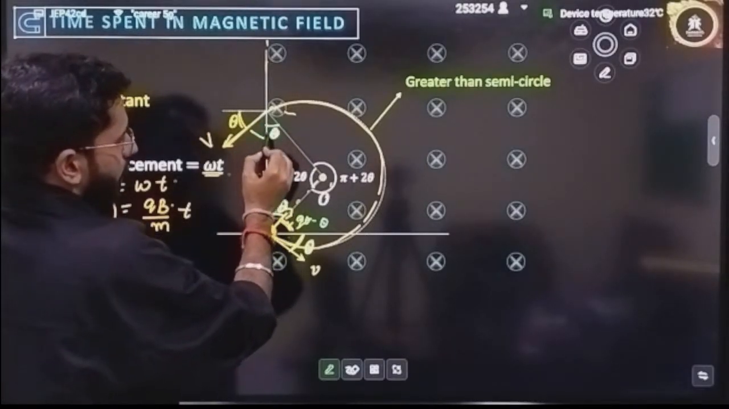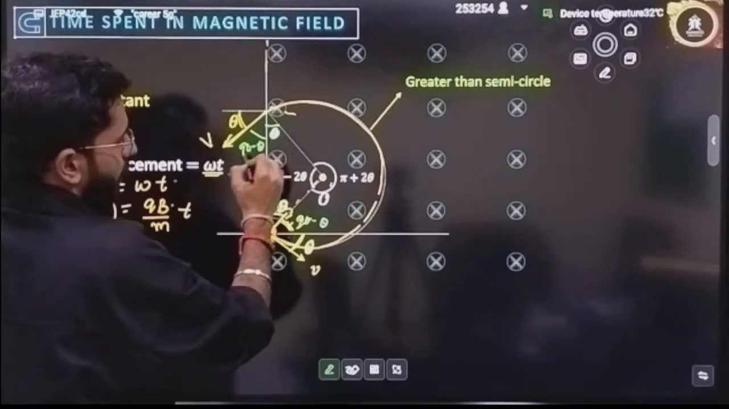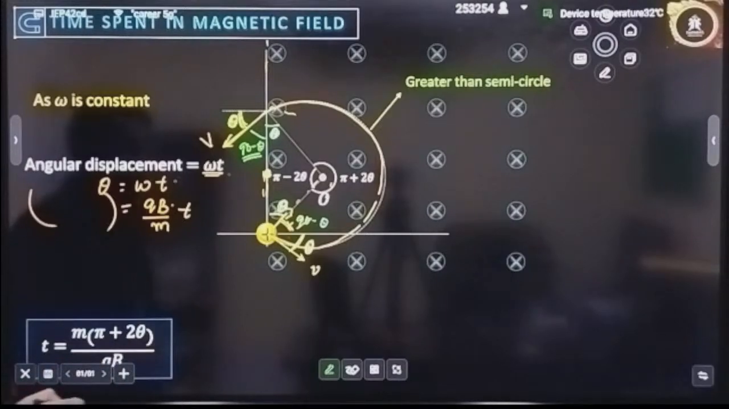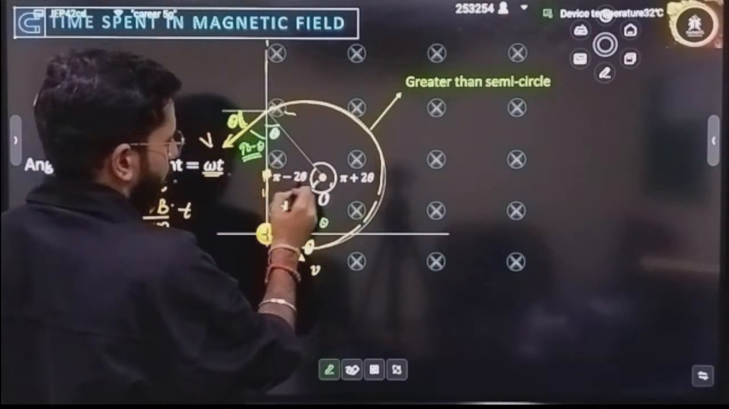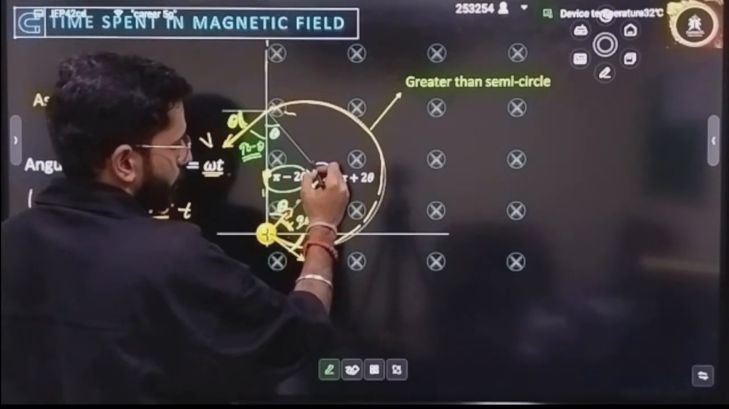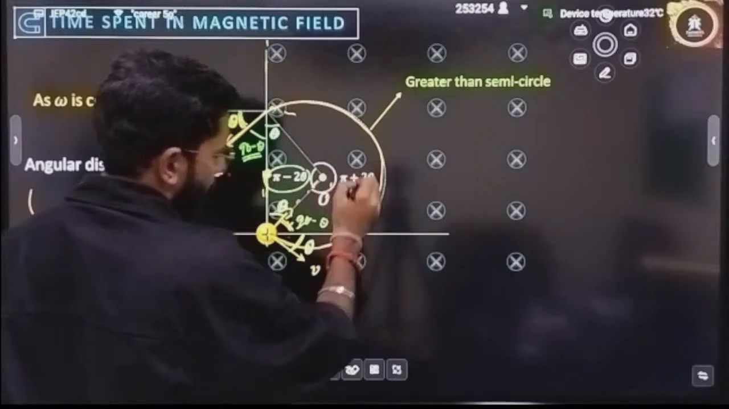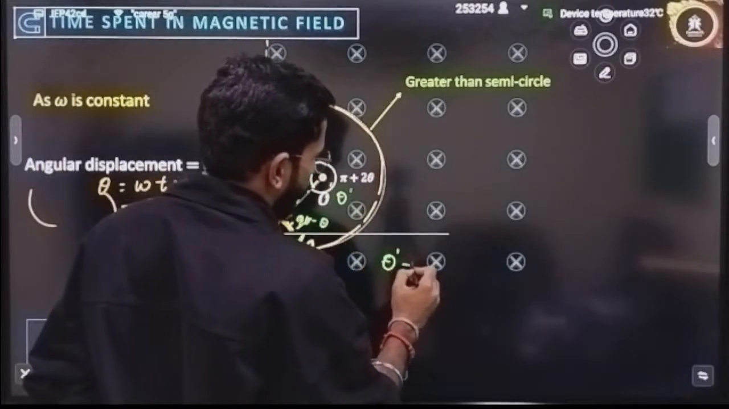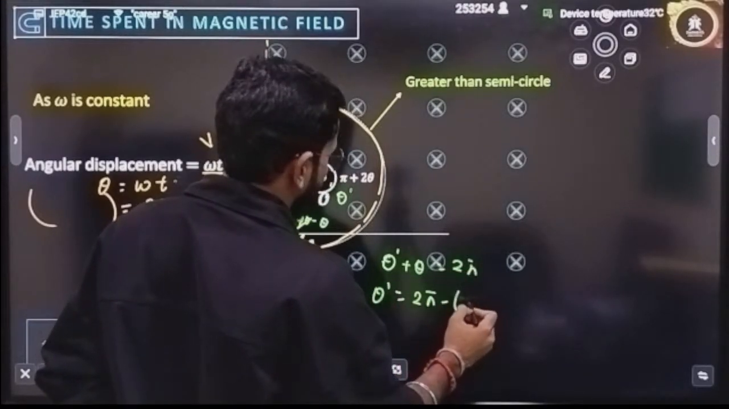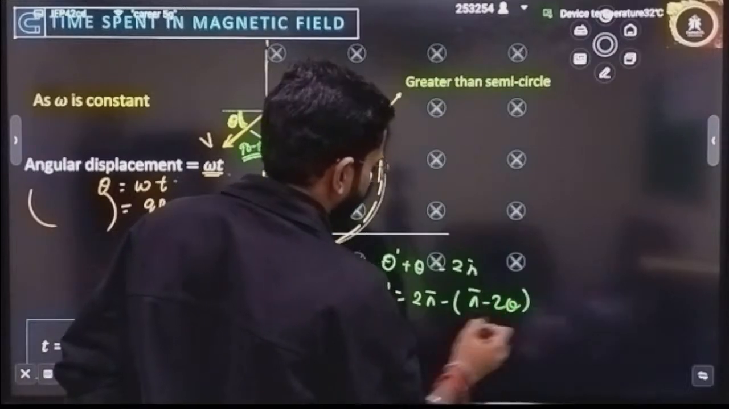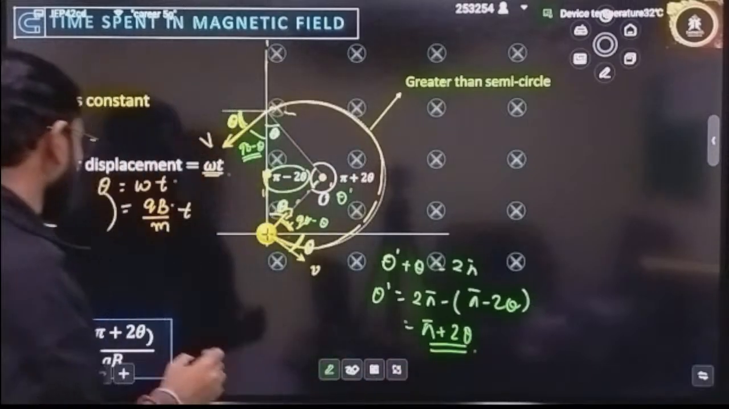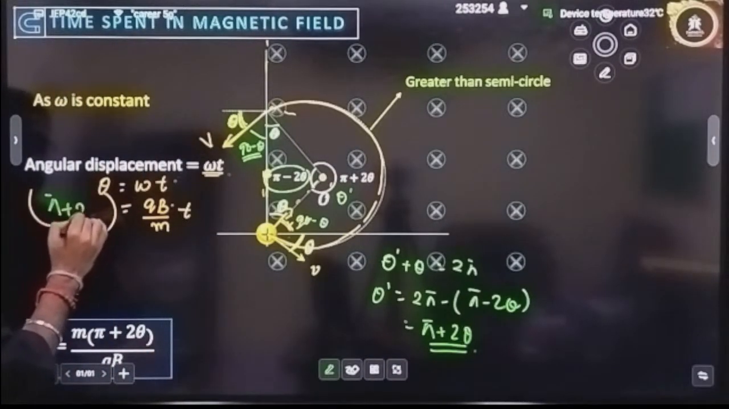If this angle is theta, because these two are perpendicular, this will be 90 minus theta. If this is 90 minus theta, this is again going to be theta. Correct? Now apply the sum of a triangle, and this will become pi minus 2 theta. Let's suppose this angle is some theta dash, the actual angle that is swept. So theta dash plus pi minus 2 theta is equal to 2 pi. That means theta dash can be written as 2 pi minus pi minus 2 theta, which is nothing but pi plus 2 theta. So the total angle that is swept is pi plus 2 theta.